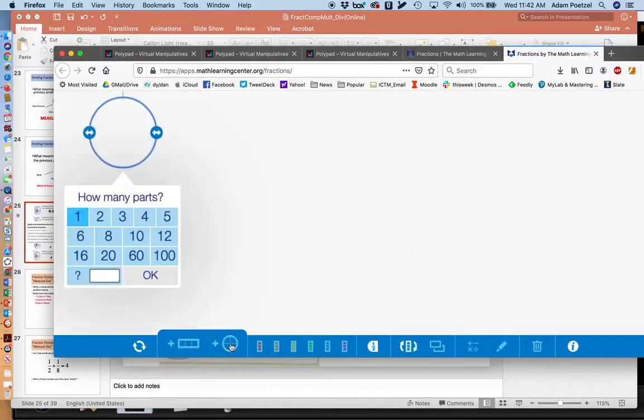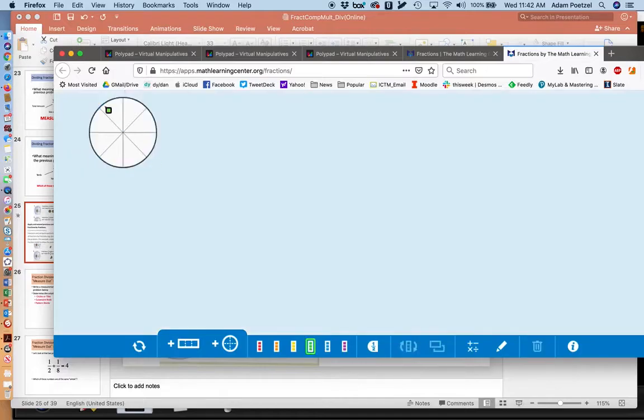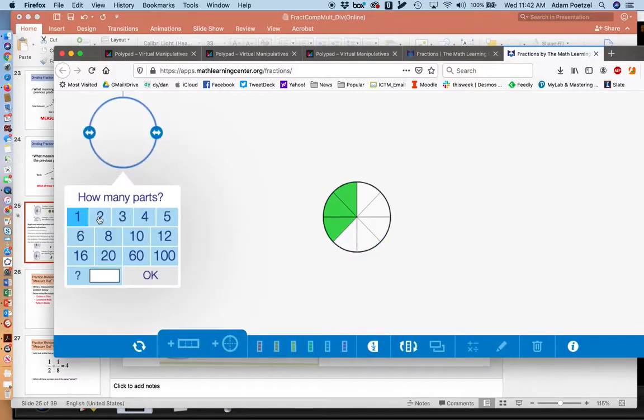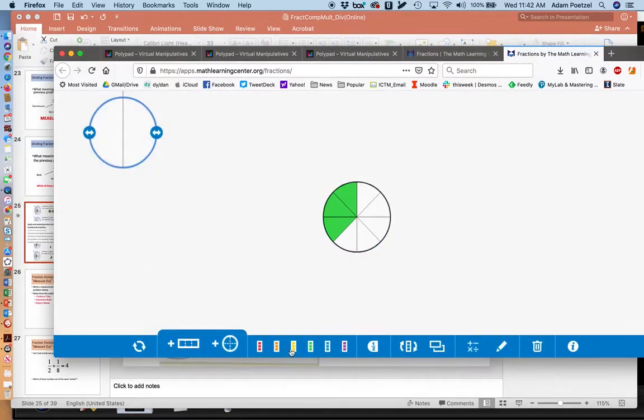So this time we started with 3/8 of a cookie. Let's make it a green cookie this time. So that's where we started. And we know that the serving size, again, was half of a cookie. So there's a serving size. And again, I think we see that we have definitely less than a serving here. The green is less than the yellow.